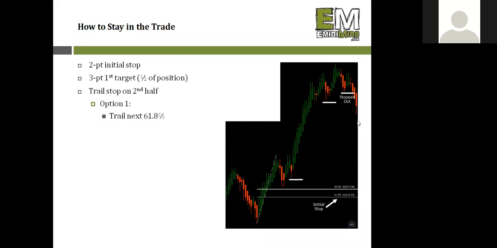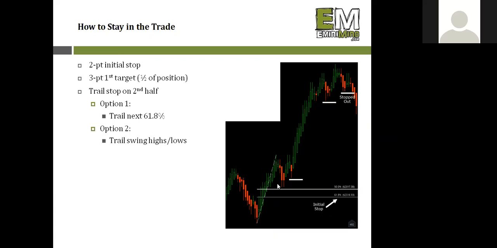But sometimes we don't get a very big pullback, and price might be 5, 6, 7 points away from your stop. And it gets to the point where it's like, well, I don't want to give up 6 points. I could close out of the trade and put on a new trade with a 2-point stop and have less risk. So what you can do is simply trail swing highs and swing lows.